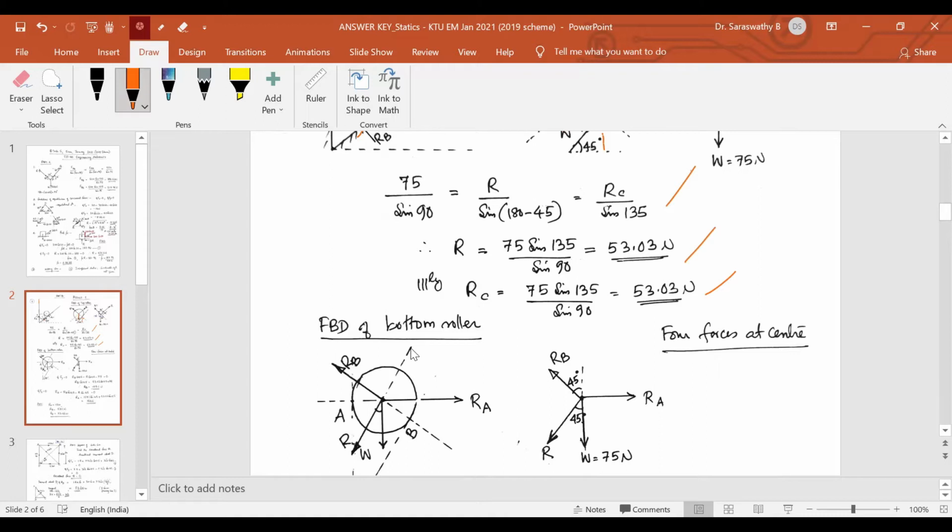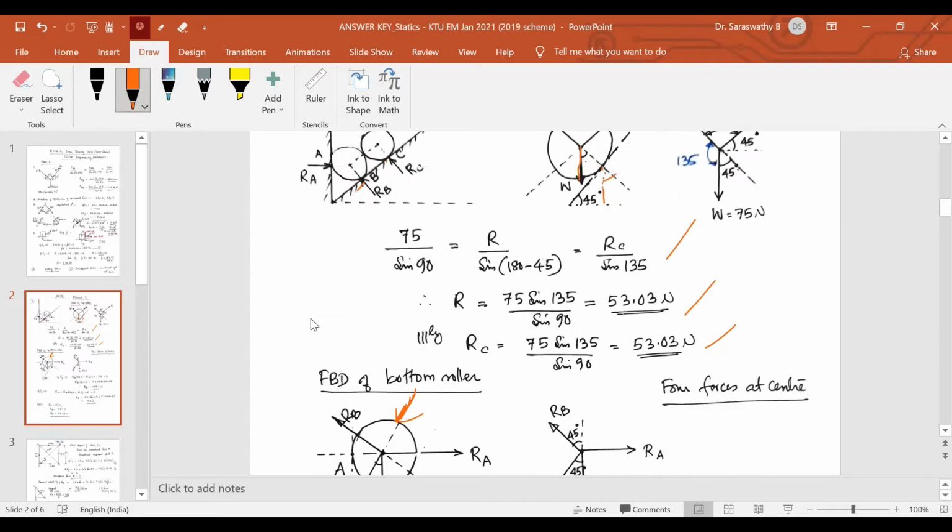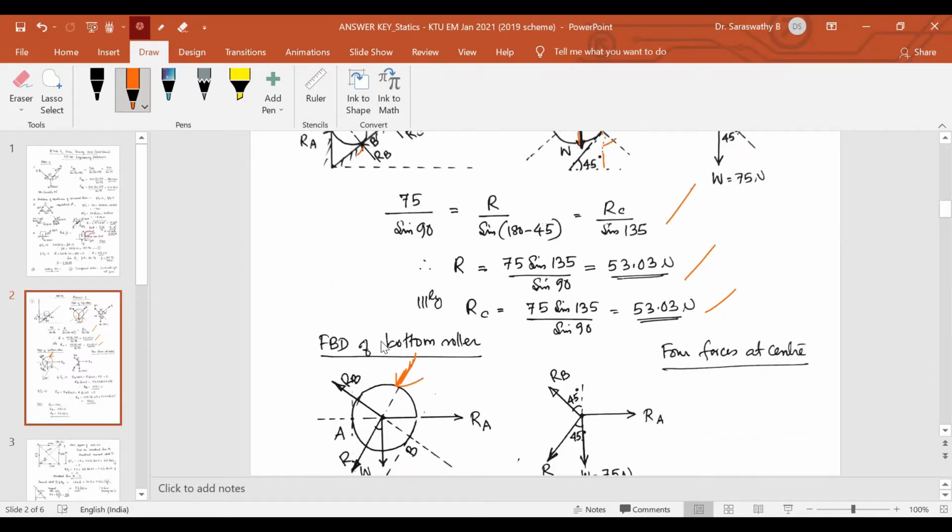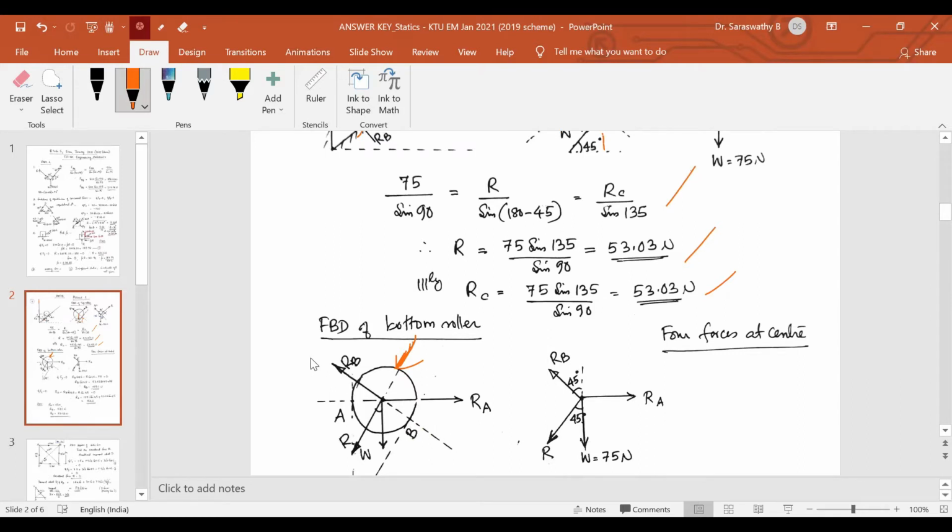There it will be subjected to a pressure from the other one. From the top ball, it will be subjected to a contact reaction, which I have extended to the other direction. So that is R. Okay. Then W acting downwards. Then the contact surface normal reaction RB. So RB I have extended to the other side.